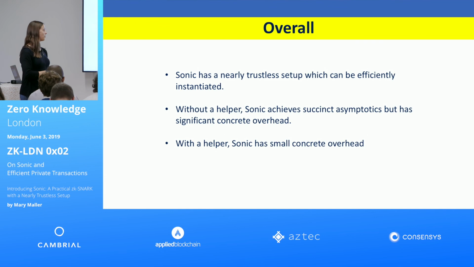So just to sum up, Sonic, I'm calling it a nearly trustless setup in the sense that it's updatable and universal. It's not fully trustless, but it's making progress. Without a helper, we get very good asymptotics, but maybe not so good concrete numbers. But with a helper, we get a very small concrete overhead, and it becomes very usable in real systems.